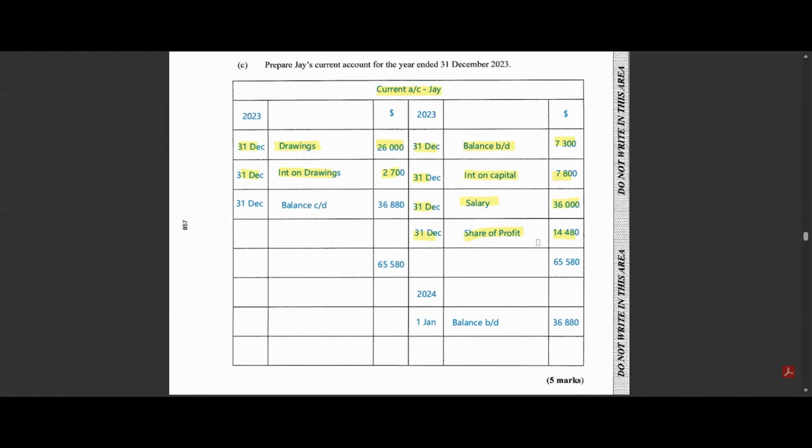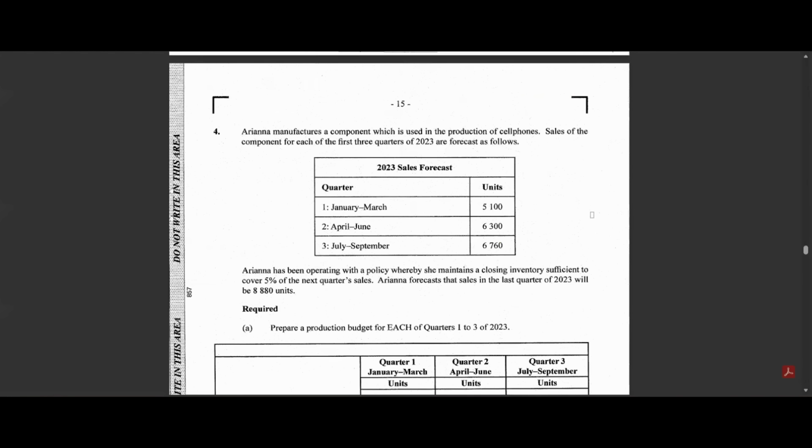Now, after comparing what he had to collect from the business against what he had to give back to the business, credit side and debit side, he would have had a closing balance of 36,880. So after you balance the account, you're going to get that closing balance carried down of 36,880 on the debit side, that comes across as a balance brought down on the credit side. And this would have been your current account for J for 5 marks. Alright guys, so this partnership question was worth an entire 20 marks. Okay, pretty good. Time for us to move on to question 4.